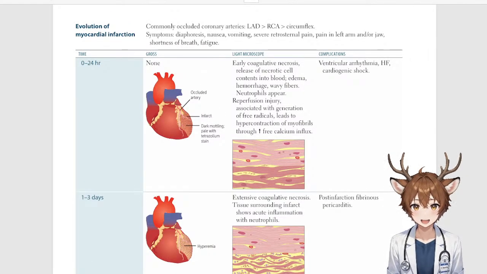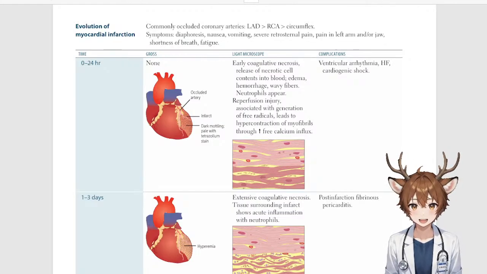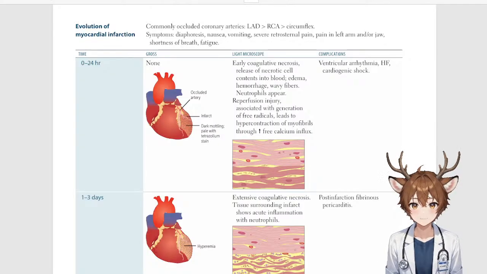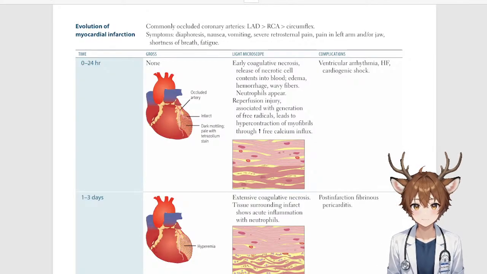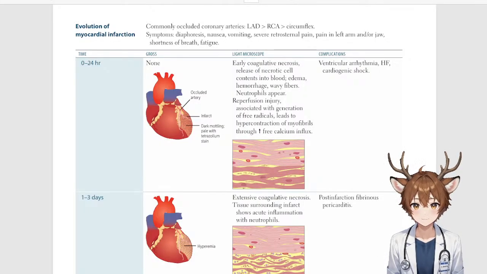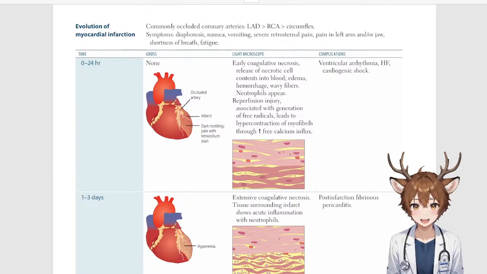Evolution of myocardial infarction. Commonly occluded coronary arteries: left anterior descending greater than RCA, right coronary artery, greater than the circumflex artery. Symptoms: diaphoresis, nausea, vomiting, severe retrosternal pain, pain in the left arm and/or jaw, shortness of breath, fatigue. And so here's a gross image of it, of course, as well.